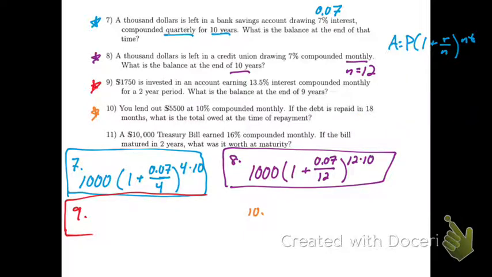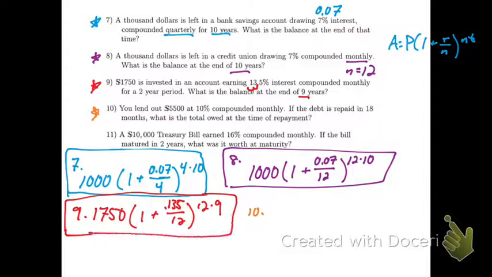My bad. So 9 starts with $1,750. It's compounded monthly, so we still have that. So 1 plus something over 12 monthly, 12 months in a year. And now number 9 is earning 13.5% interest. So 0.135 goes there for 9 years. Sorry, I got confused there, guys. If you copied that down, I feel terrible about it.